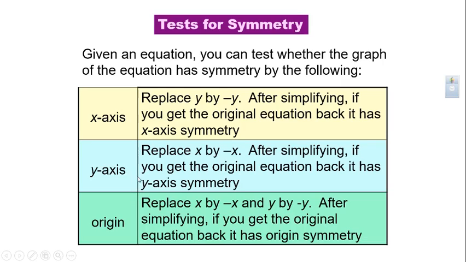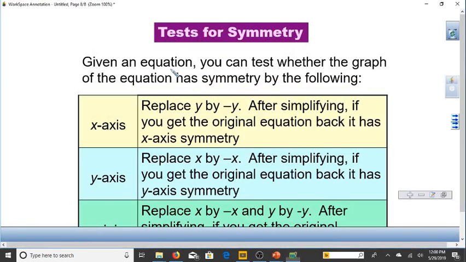For origin symmetry, you interchange both. You replace x's with -x's and y's with -y, and you simplify and check to see if the equation is exactly the same as before. If that's the case, then you have origin symmetry.